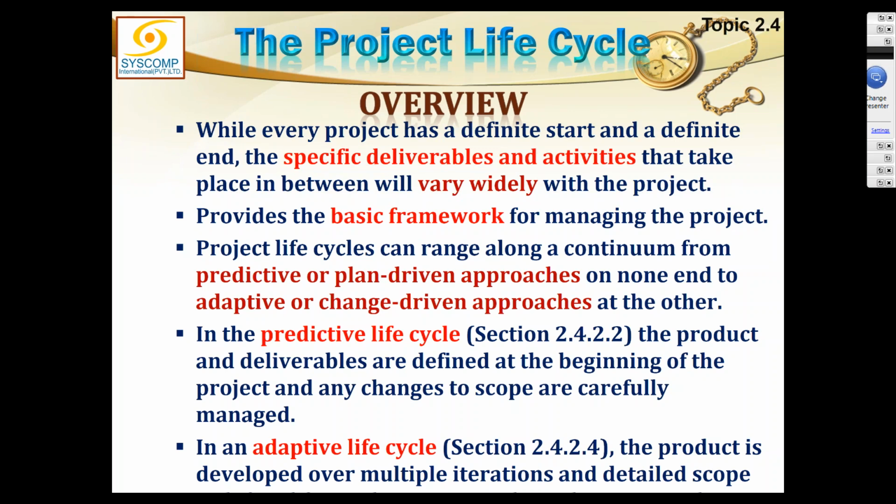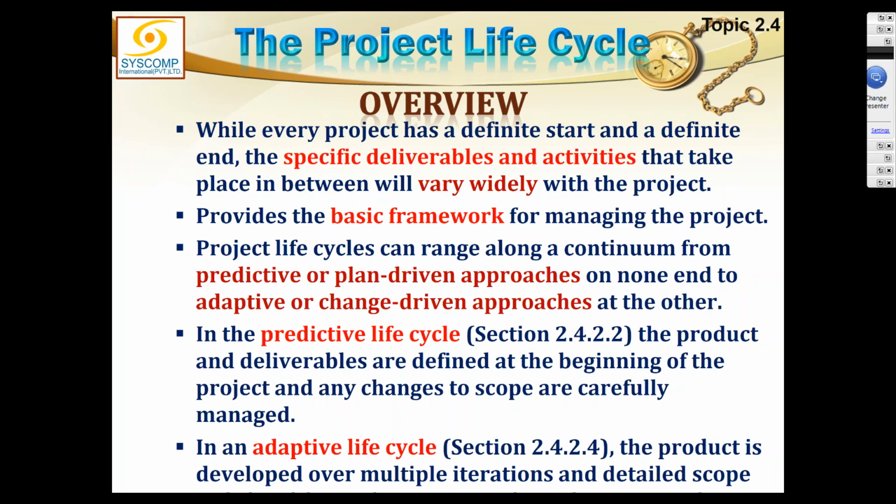So if scope is very clear, the changes would be less. Therefore, we can plan ahead of time. Most of the things would be properly planned in the beginning, and therefore such a life cycle would be predictive in nature. I would already know how the project is going to go with minor little changes here and there.